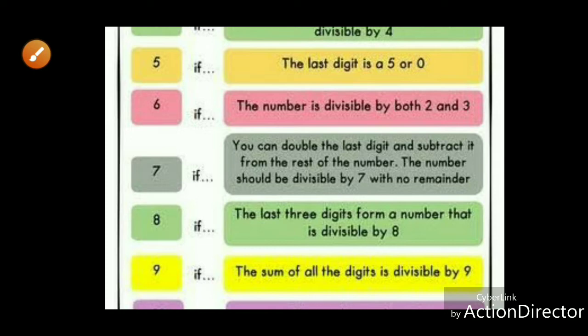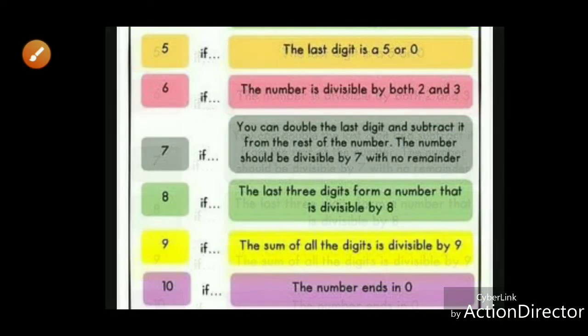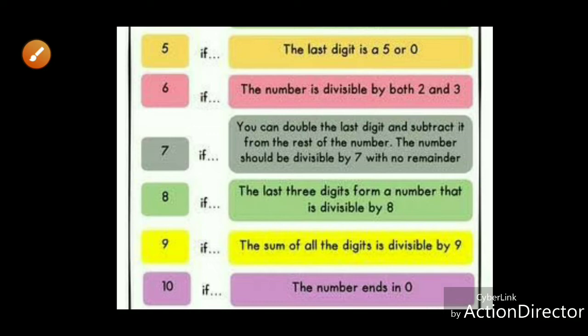A number is divisible by 7 if you double the last digit and subtract it from the rest of the number. The result should be divisible by 7 with no remainder. A number is divisible by 8 if the number formed by the last three digits is divisible by 8. Divisible by 9 if the sum of all the digits is divisible by 9. Divisible by 10 if the number ends in 0.